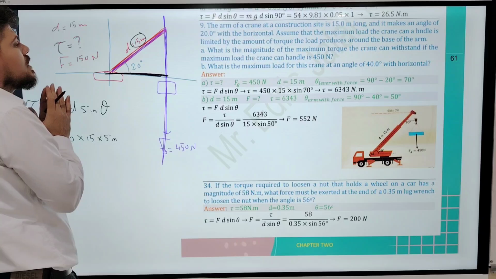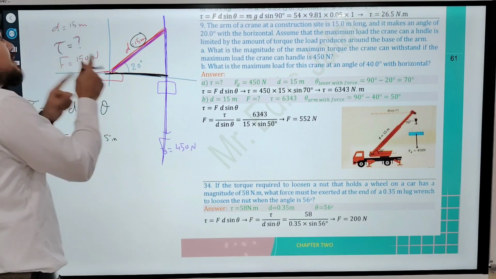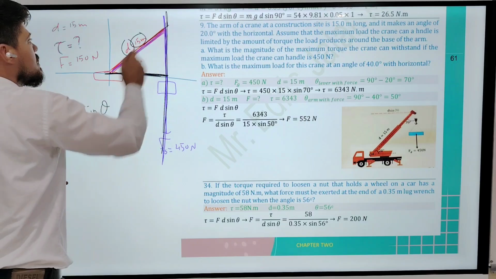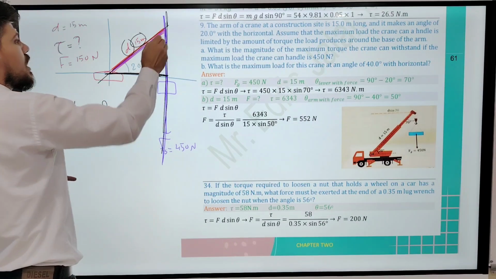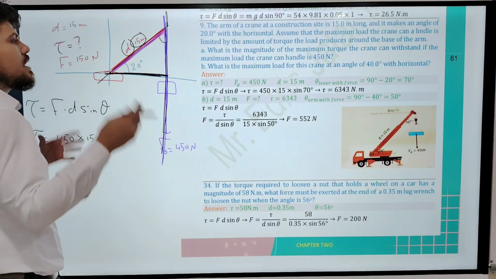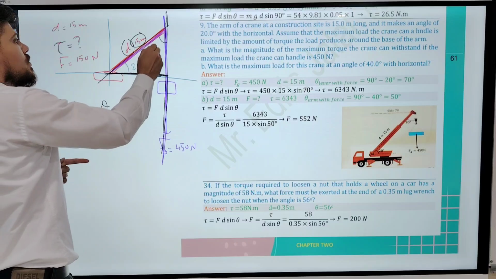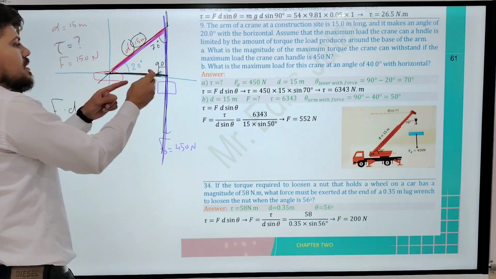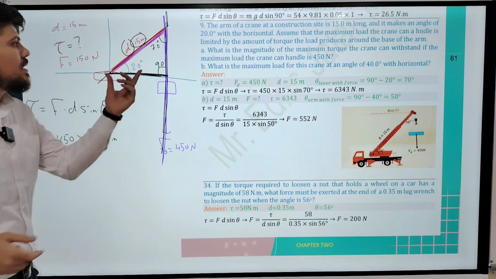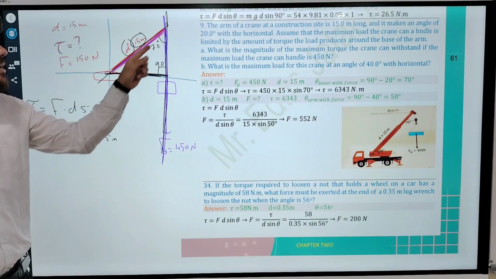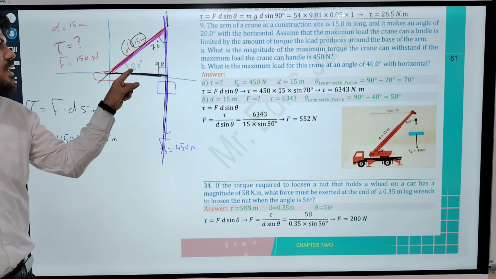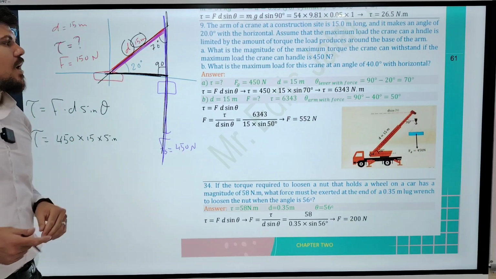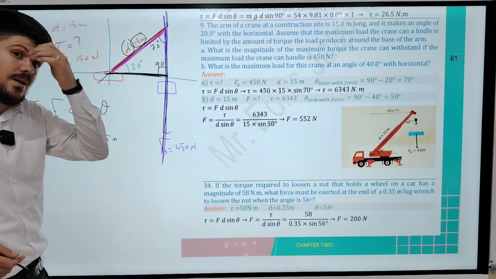So we have to convert to the angle between distance and force. This is force, and this is the distance. Can you find this angle? Yes, of course. 90 minus this angle is equal to this angle, because this is perpendicular. This is a right angle triangle. If this angle is given, you can find this angle, because 90 minus 20 is equal to 70 degrees. If you add up all of them, you have to get 180 degrees.